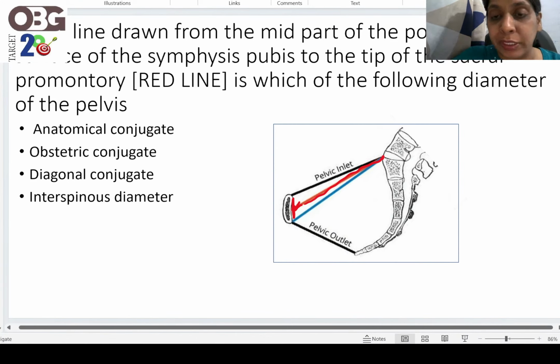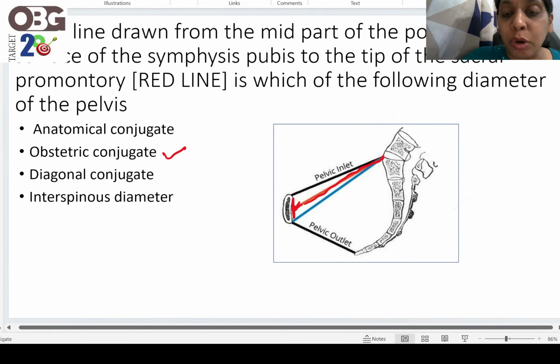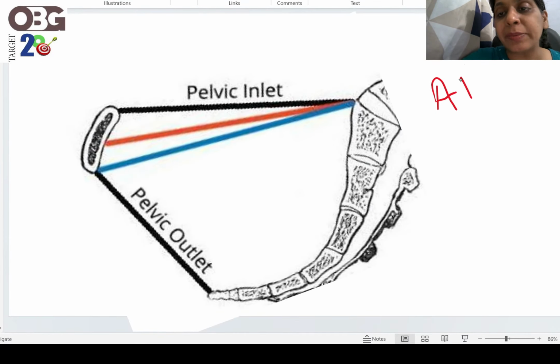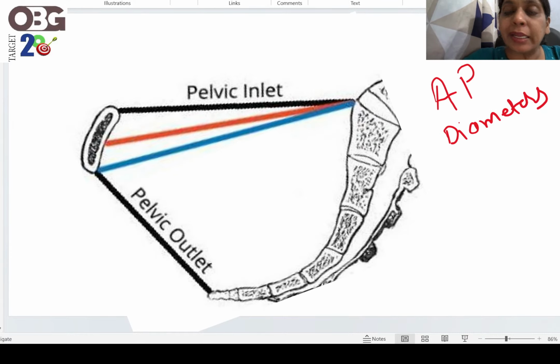So, dear students, this is the obstetric conjugate. The lower line, this blue line, is the diagonal conjugate, and this upper line is the anatomical conjugate. These conjugates are nothing but the antero-posterior diameters. This is the enlarged image.